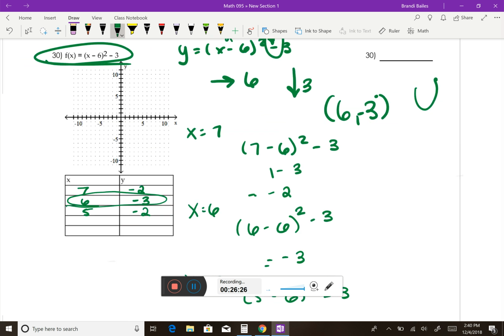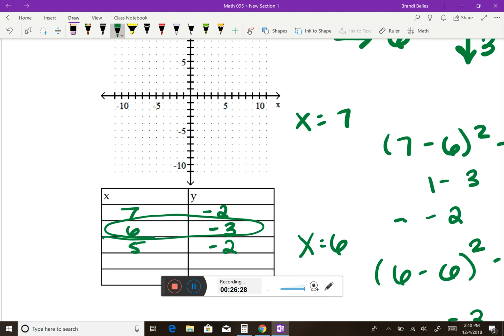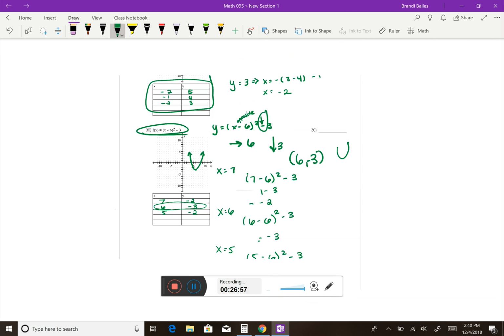Okay, so let's go add these points to our graph. 6, minus 3. Positive 6, 1, 2, 3, 4, 5, 6. And then minus 3, 1, 2, 3. 7, one more. And then minus 2, 1, 2. And 5. And then minus 2, 1, 2. All right, so we have a parabola. Yeah, it looks like a happy face.